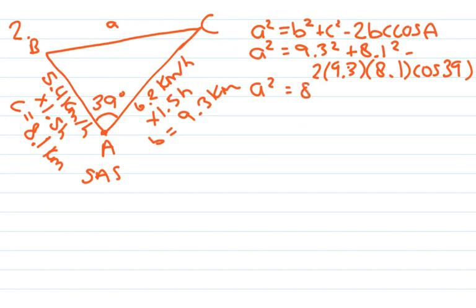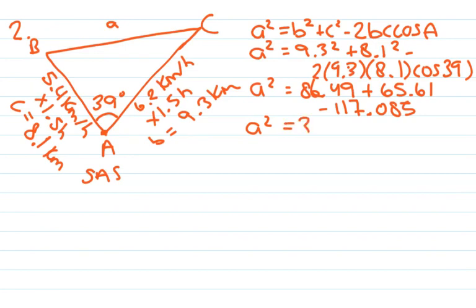9.3 squared is 86.49. 8.1 squared is 65.61. And then 2 times 9.3 times 8.1 times cos 39 is 117.085. Add and subtract those and you will get 35.015. Take the square root of both sides. A equals 5.9 meters. So we know they're 5.9 meters apart.